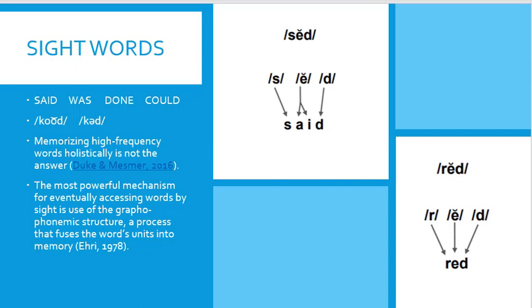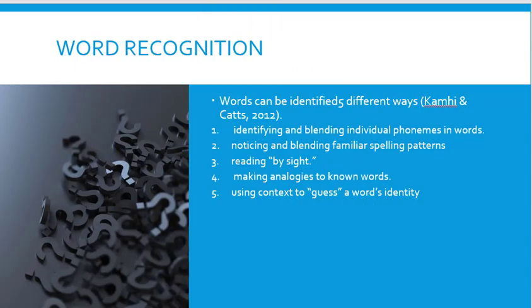Teaching students to memorize high-frequency words holistically is not what we're after. The most powerful mechanism for eventually accessing words by sight is the use of graphophonemic structure, a process that fuses the word's units into memory. Words can be identified in different ways.